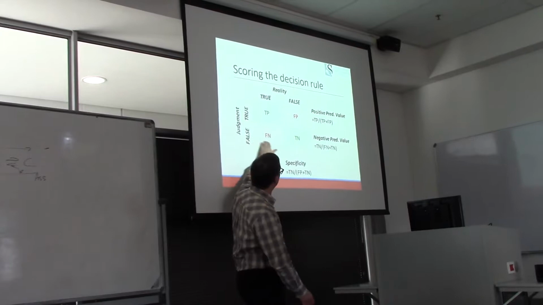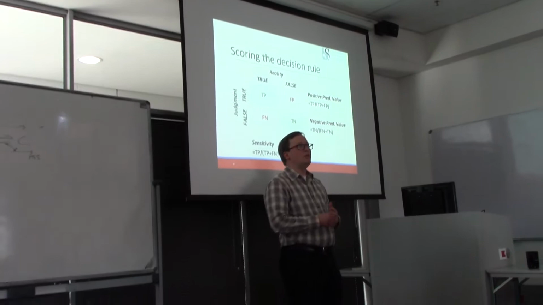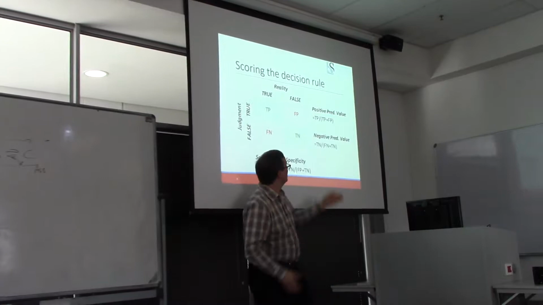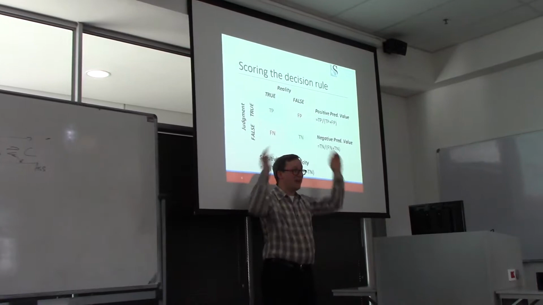Similarly, we can go with a negative result. On a negative result, we would like to know what fraction of people who receive a negative result really are free of the disease. So positive predictive value, negative predictive value. Sensitivity, specificity. Everyone has all four of those?